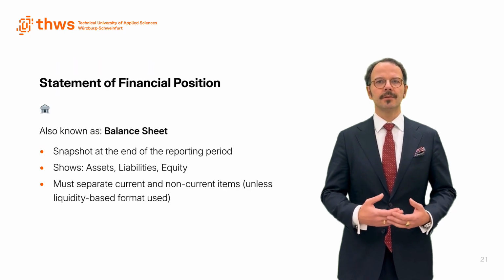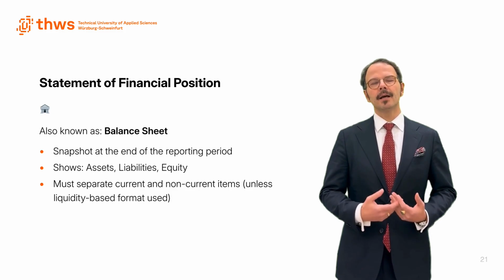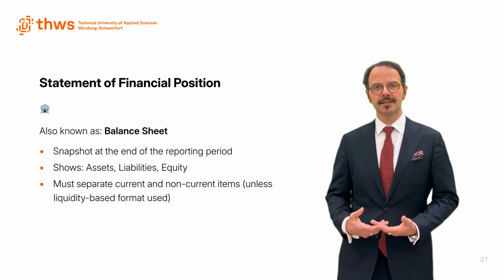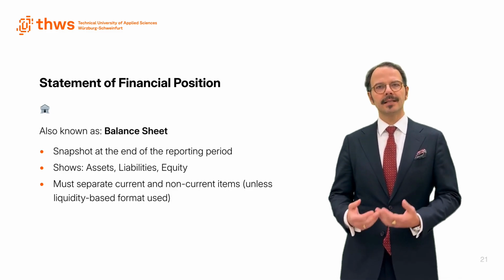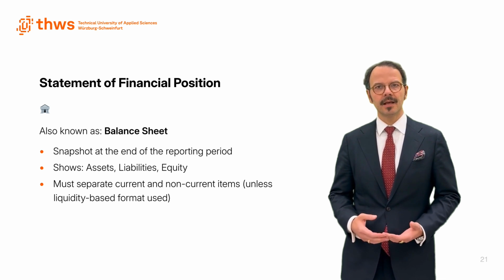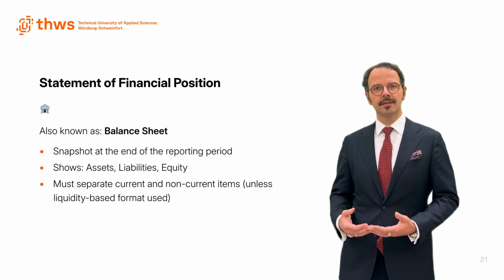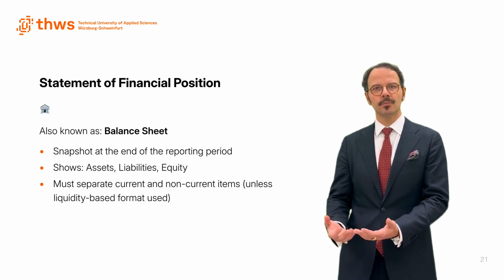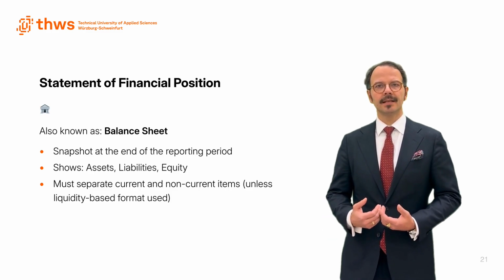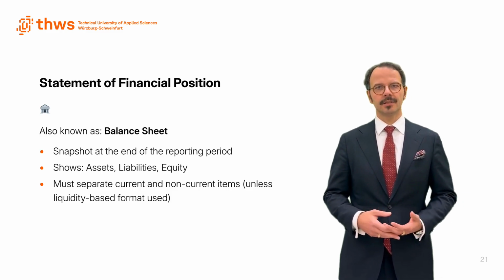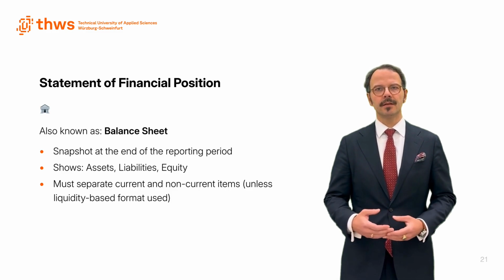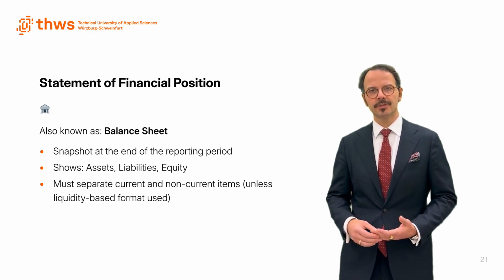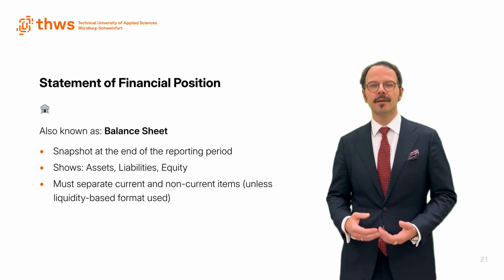Let's start with the statement of financial position, the classic balance sheet. This is a snapshot at the end of the reporting period. It shows what the company owns, assets, what it owes, liabilities, and what's left for shareholders, equity. One key rule: IAS 1 requires you to classify assets and liabilities into current and non-current, unless a liquidity-based format is more relevant, which is sometimes the case for banks or insurers. The goal? Show financial position clearly and comparably, year after year.